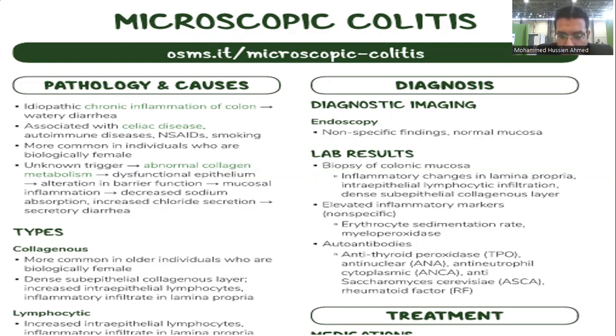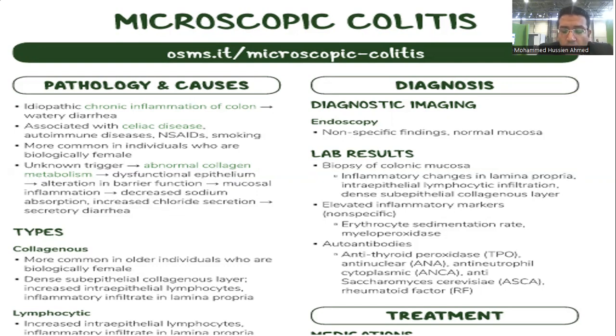Autoantibodies like antithyroid peroxidase antibody, ANA, anti-neutrophil cytoplasmic antibodies p-ANCA or c-ANCA, and anti-Saccharomyces cerevisiae antibodies may also be present in microscopic colitis, in addition to rheumatoid factors.